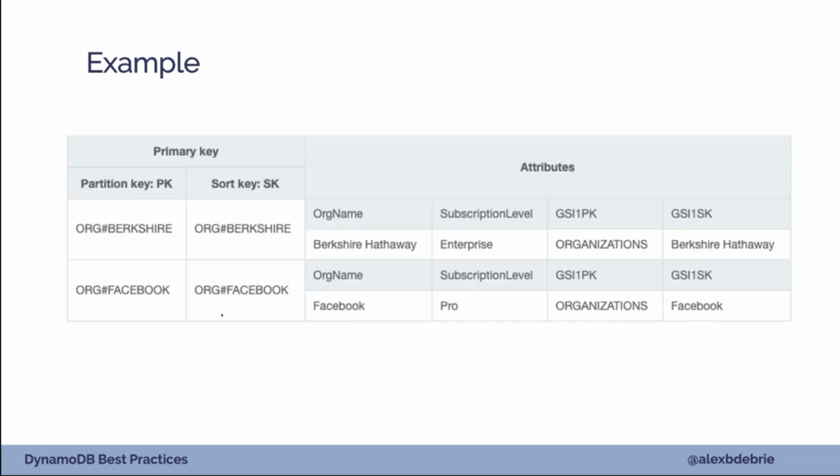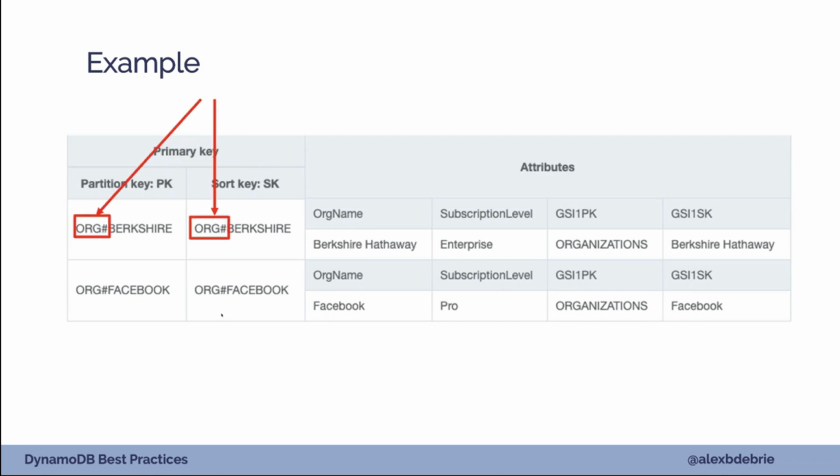So let's map out the organizations first. This is what it looks like here. I've got 2 companies here, Berkshire Hathaway and Facebook. A couple of things I want to point out because this can look like gobbledygook. If you look at that primary key, you can see that the partition key is just called PK. It has a very generic name. It's not organization name or anything like that. It's just PK. Same with sort key, that's just going to be named SK. So very often your primary key is just going to be called PK and SK, and that's it.